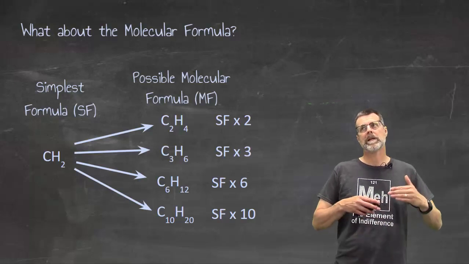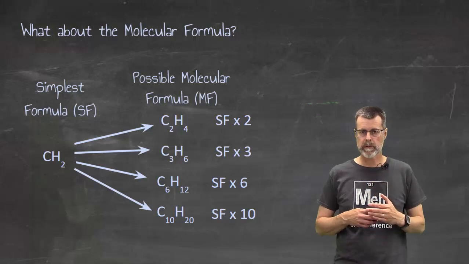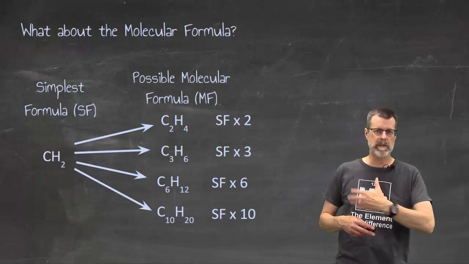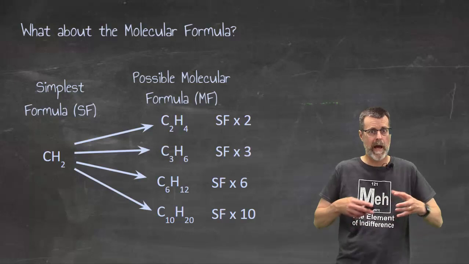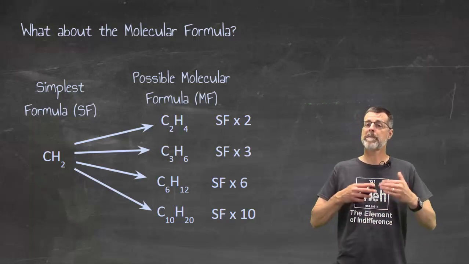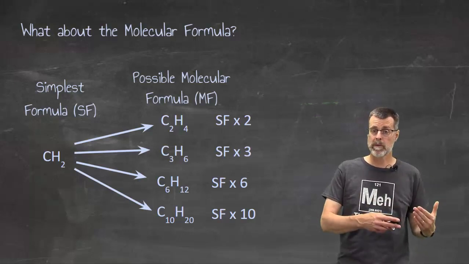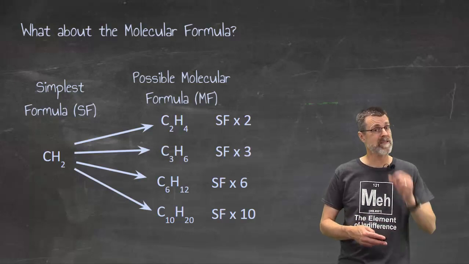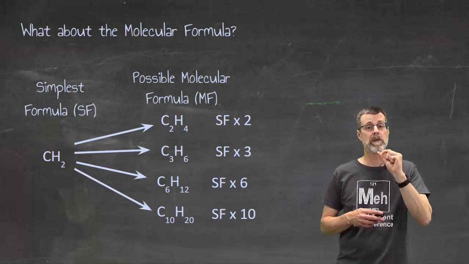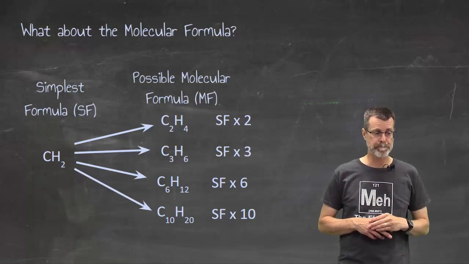Number 1 is that mathematically I might not actually be multiplying the simplest formula by 2. Like I might not be able to take 2 of these CH2 units and actually put them together, but mathematically that's what's happening. Number 2, if I've got double the number of atoms, I've got double the amount of mass. That part is incredibly important moving forward, and you'll see what I mean in a few minutes.